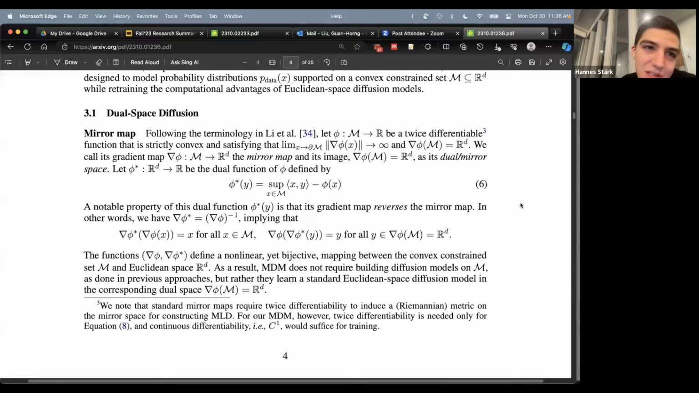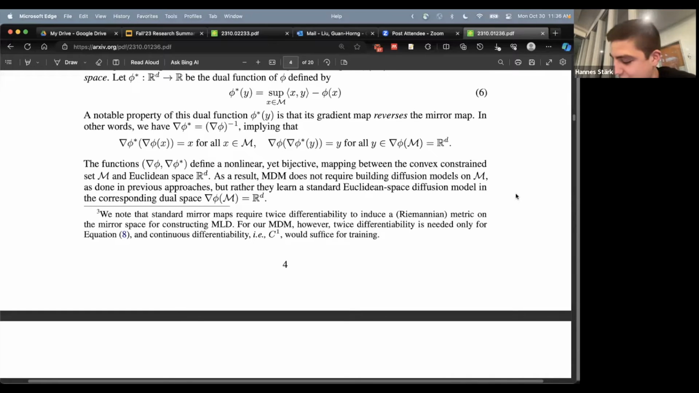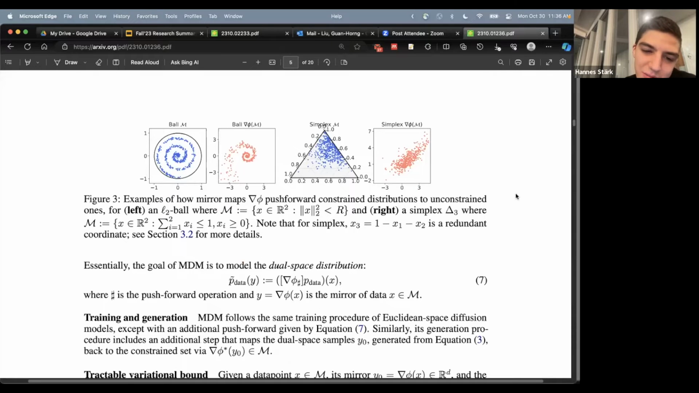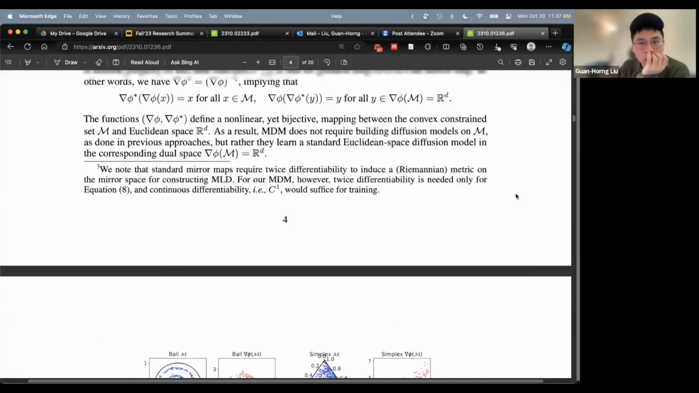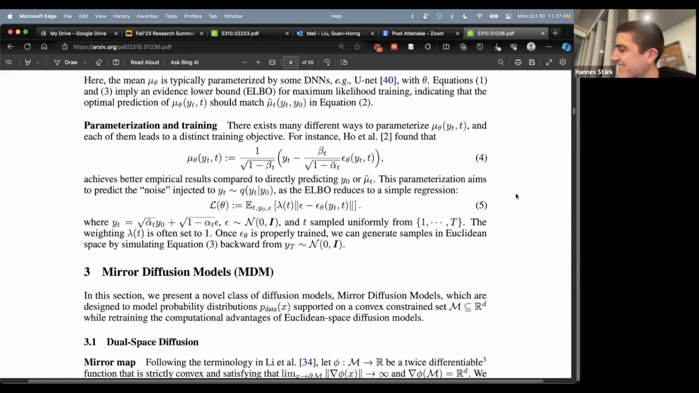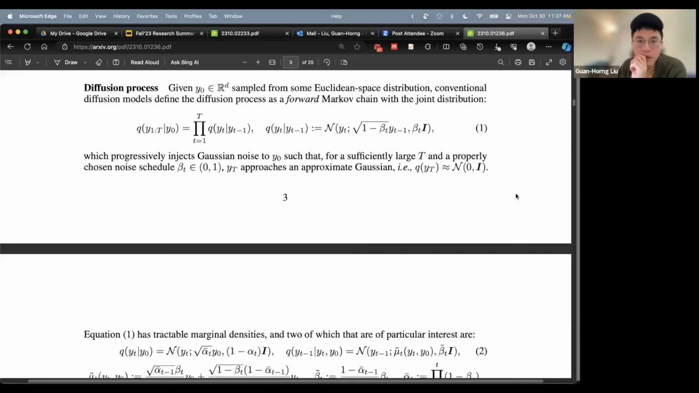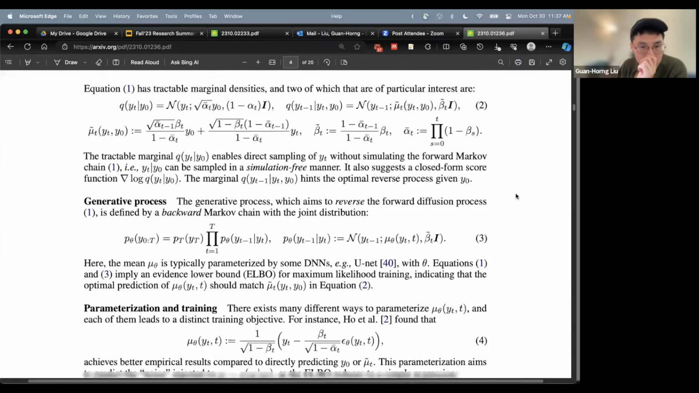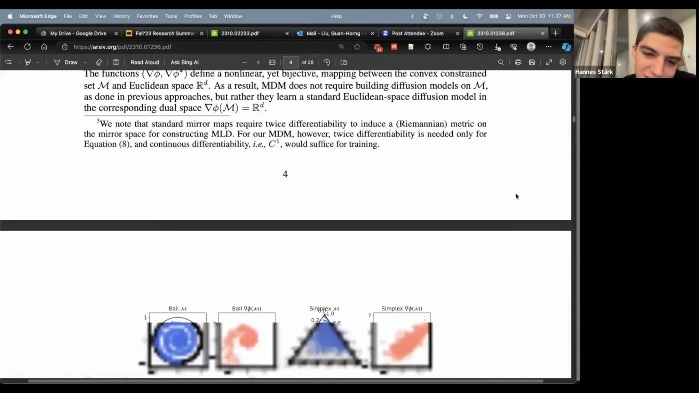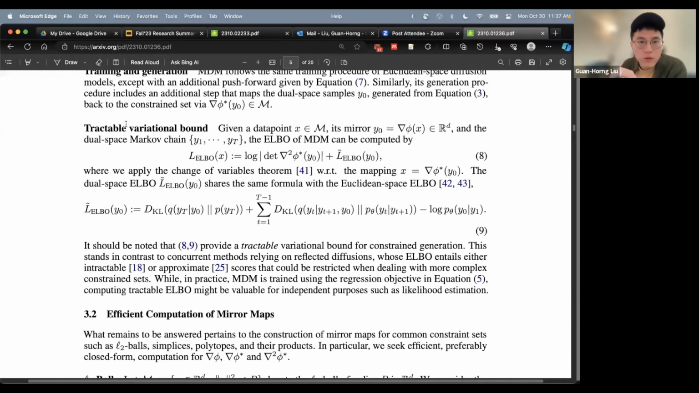So I get that we need those for training. But then when you write down your examples, there you also have the Laplacian of the mirror map. So why do we need that? Oh, I guess you mean the Hessian of the mirror map. So the Hessian of the mirror map is needed... where is it? Oh, it's here. Right here.